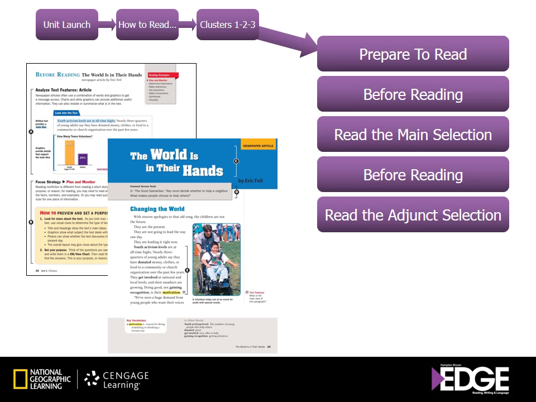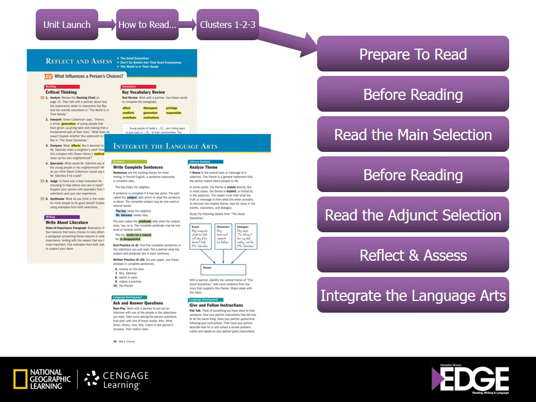Following the main selection, students engage in a second Before Reading lesson that prepares them for reading the adjunct selection. And at the end of each cluster, students deepen their understanding and extend their learning across the language arts through the Reflect and Assess and Integrate the Language Arts lessons. We'll now take a deeper look at each of these lessons.